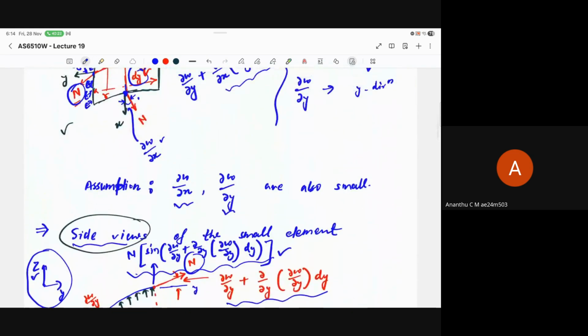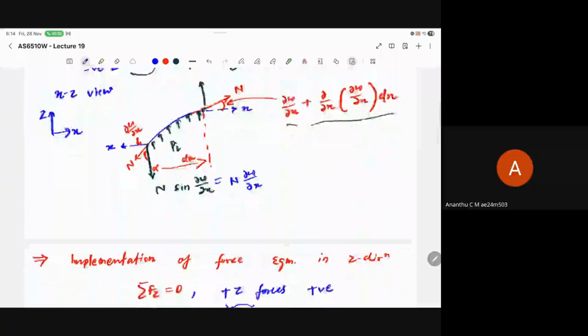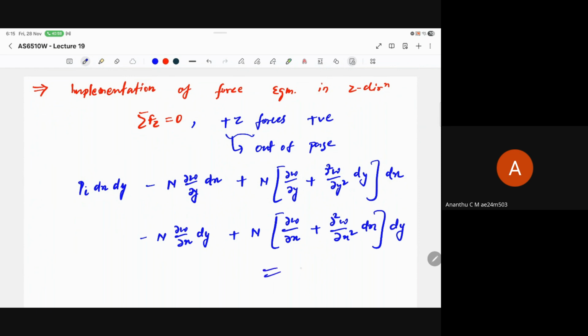Okay, so you can come here. This is the force we are talking about. This is also acting at length dx from here to here. Okay, this was in the positive z direction. Similarly, for the xz view, we will get minus n dou w upon dou x, acting on length y, plus n dou w upon dou x plus dou square w upon dou x square dx into dy. Okay, and the summation of all these forces is equal to 0.